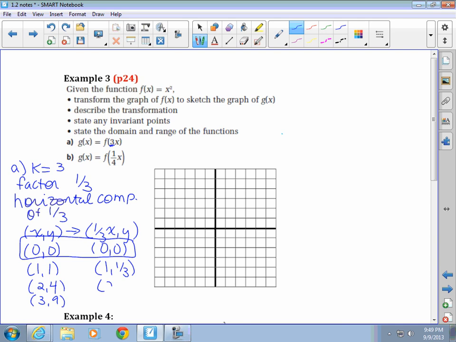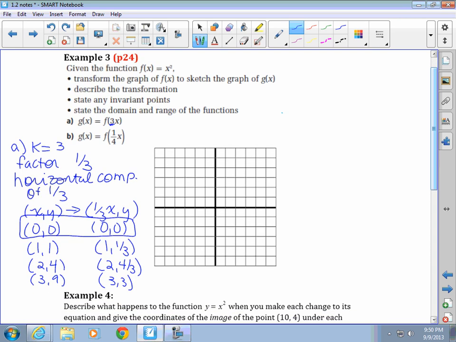1 and 1/3, 2 and 4/3, and 3 and 3. So if you look at this, this did the same thing. Multiplying inside the bracket was the same as having a fraction in front of your function. So it had the same thing, it just affected, when you did it the other way, we did the transformation to the y value instead of the x. But this is going to give us the same graph.